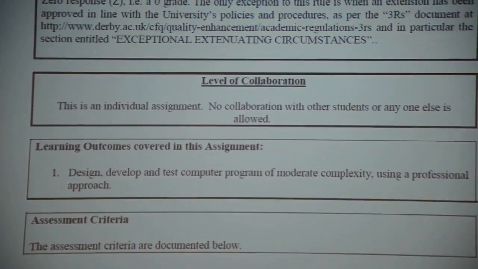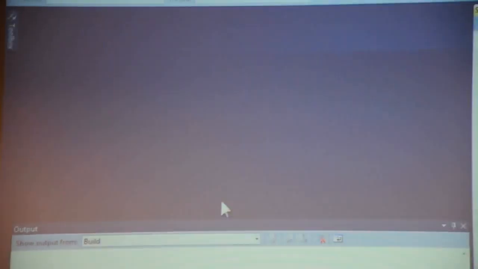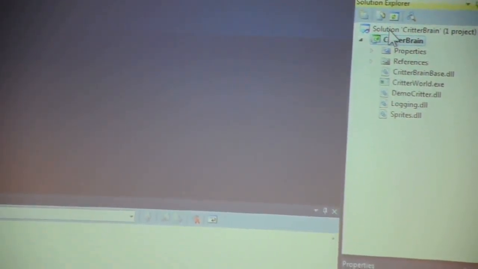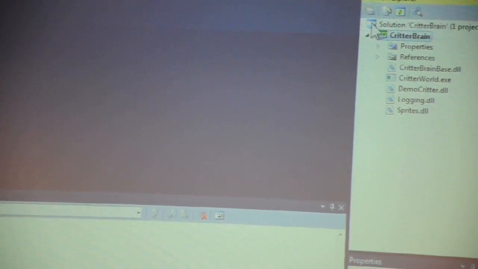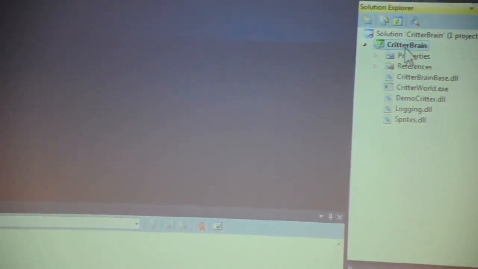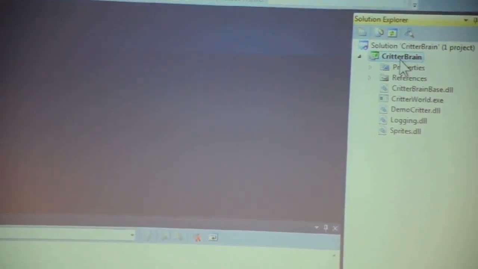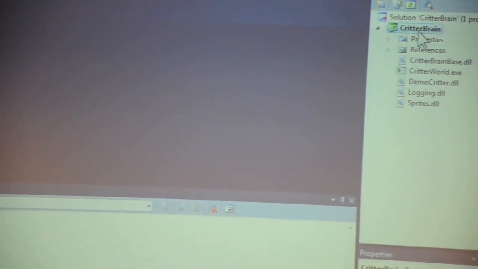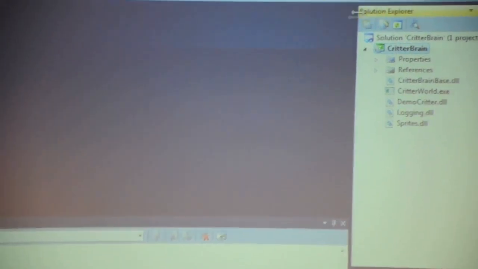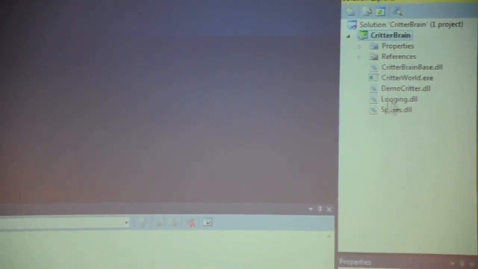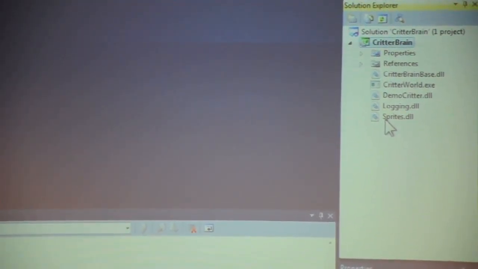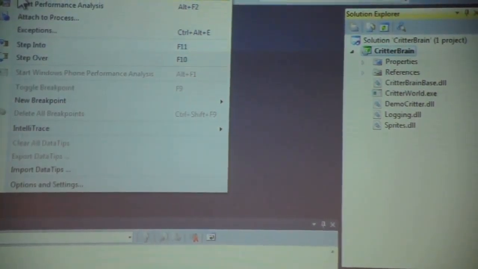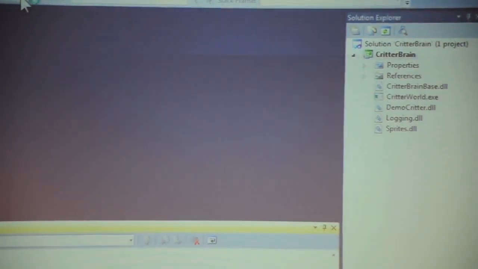As well as this assignment spec, which I'll go through in a moment, you have been given a Visual Studio solution. The reason I've given you the solution is that I have set it up in a very specific way, so we will build your files correctly. Because what we've given you is the full executable for Critter World. And if I run this, there are 5 demo critters with this.